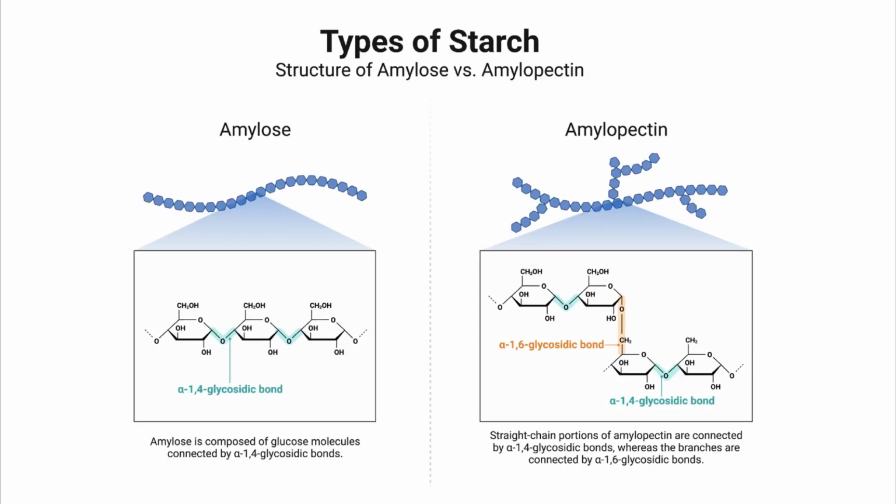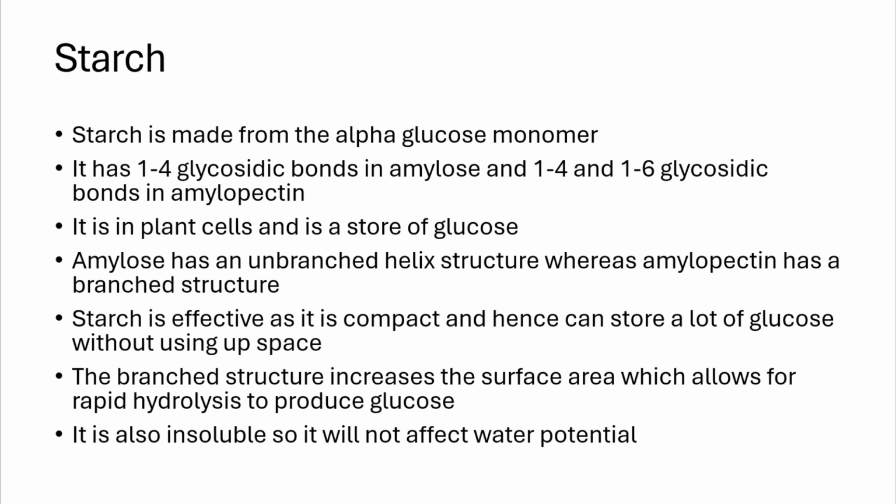Let me just check that. Okay, I'll show you what I mean by 1,4 and 1,6 in a minute, okay? So you need to know it has 1,4 glycosidic bonds in amylose. Amylose is a form of starch, and you also got amylopectin, so you got both in starch. It's in plant cells, and it's just a store of glucose.